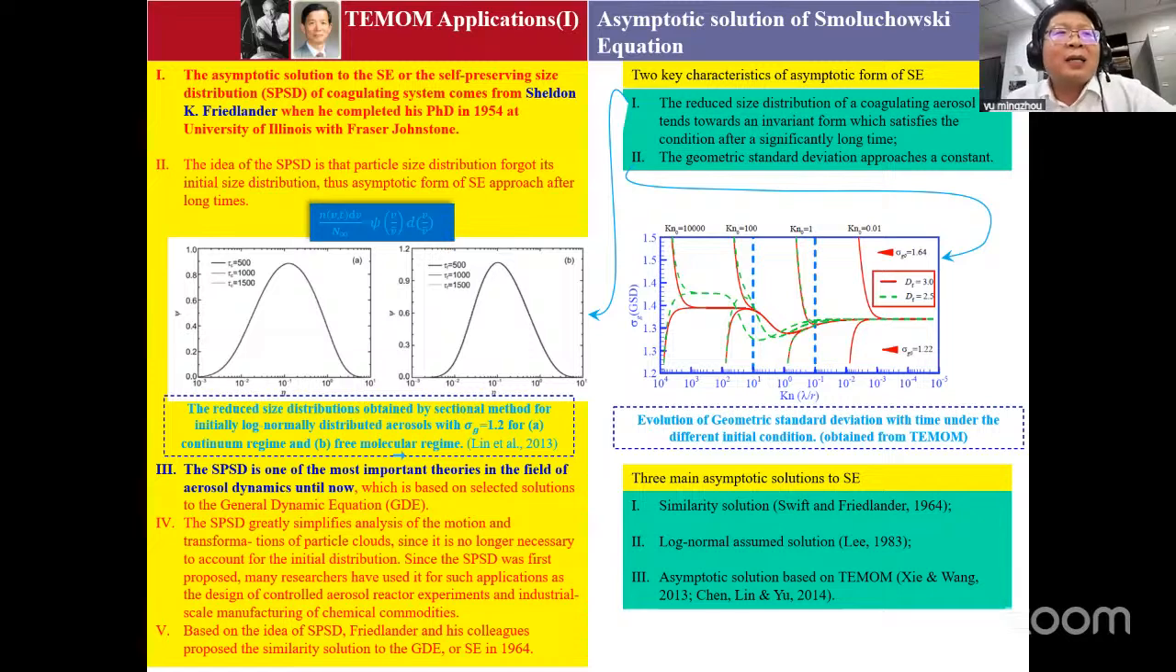We can use the TEMOM to solve this problem, without any physical assumption. And we compared the results, so they fit very well. I think it is okay. My question is over. Thank you.